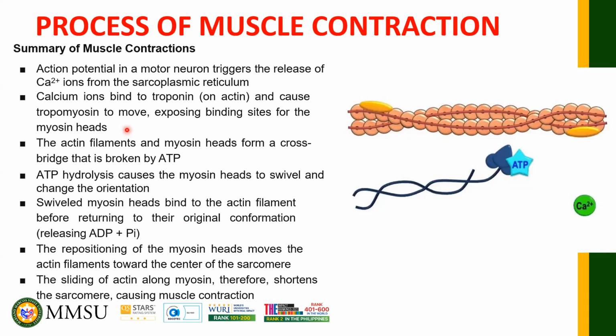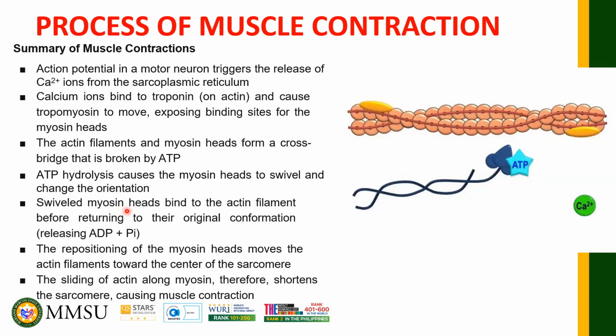Now, the actin and myosin heads will form a cross bridge. Okay, so this binding is usually broken by the ATP hydrolysis. So yung ATP is hydrolyzed, and then it will become adenosine diphosphate and the inorganic phosphate molecules. After ATP is hydrolyzed, it will provide energy for the myosin heads to change their orientation or to swivel. Okay? So yung mga swiveled na myosin heads, they will bind to new binding sites on actin before returning to their original conformation.